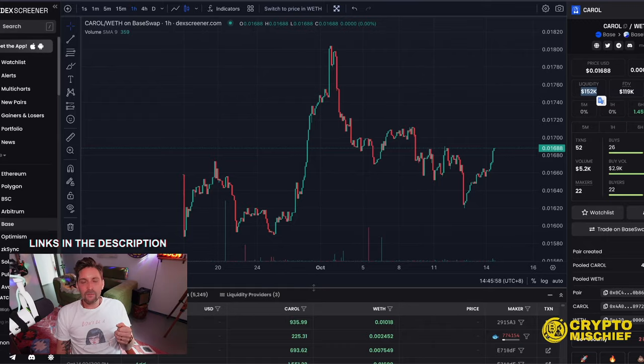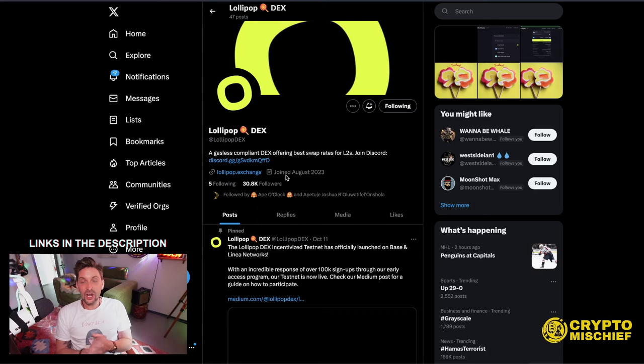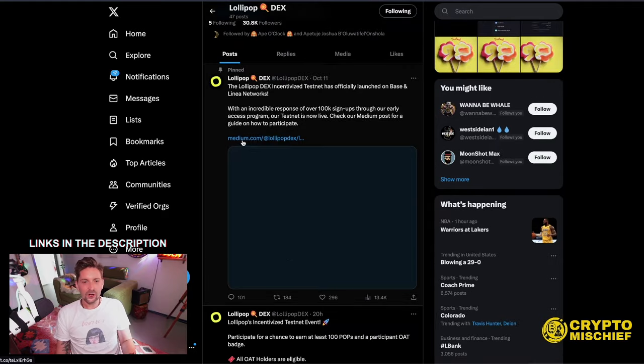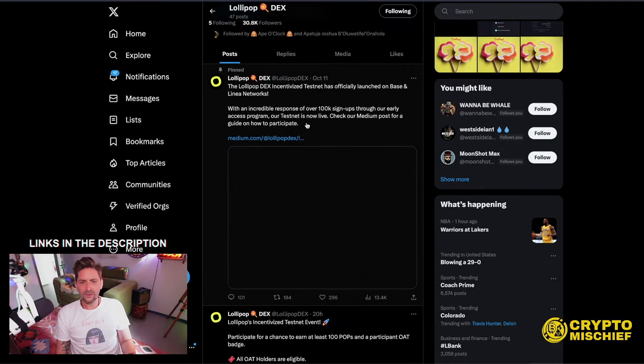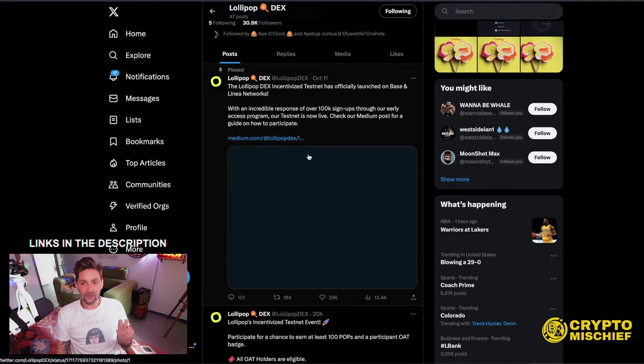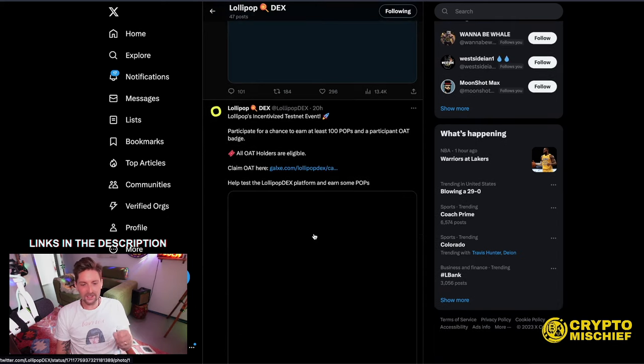Next, we move to a new project, which is launching another DEX. There are so many DEXs coming in Base, right? This is Lollipop DEX, a gasless compliant DEX offering the best swap rates for layer 2s. Join the Discord. It's launching on Linea, I think it's called, and on Base, so it'll be two different blockchains at the same time.